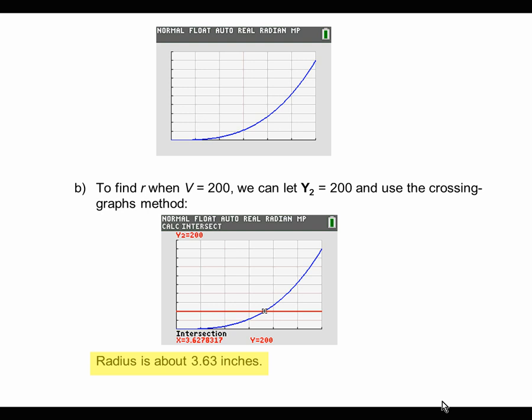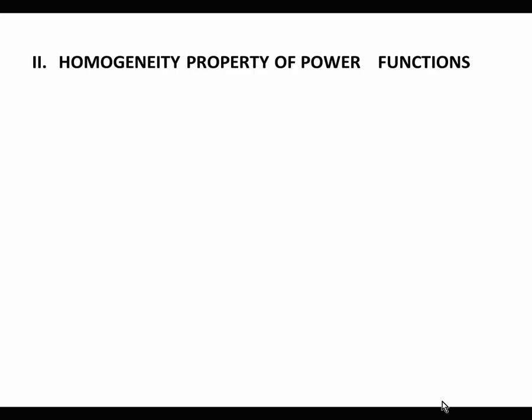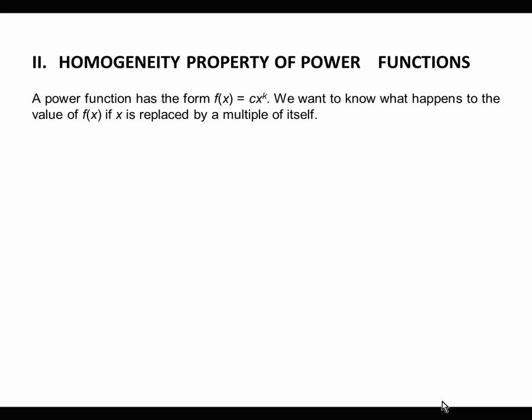Power models have a certain property that we haven't listed yet. The homogeneity property of power functions. A power function again has the form f of x equals c times x to the k. We want to know what happens to the value of f of x if x is replaced by a multiple of itself. It's kind of like, what would happen if we doubled the volume? Or what would happen if we doubled the height of the building, something like that.